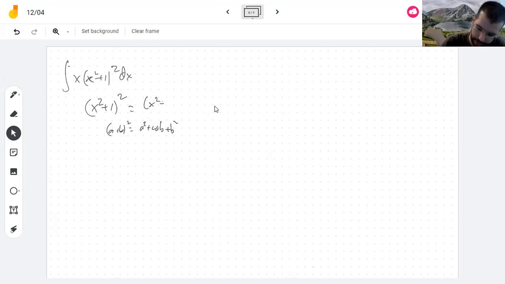And also, a square is just multiplied by itself. So you can use the distributive law to just multiply this out. Or if you're feeling really special, you can FOIL it. But I would try to only FOIL on alternating weekends or something like that.